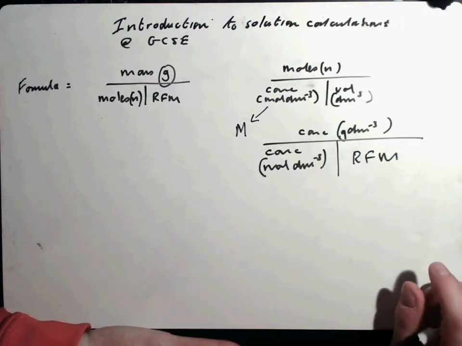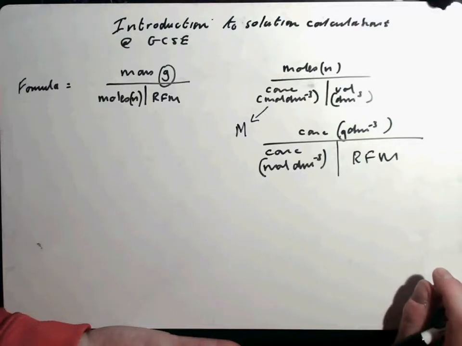Okay, so we're going to have a look at the introductory calculations using solutions at GCSE chemistry. Now this is the sort of video, I suppose, that you would watch before you start actually doing what we call titration calculations. So we're really going to manipulate our way around these various formulae.